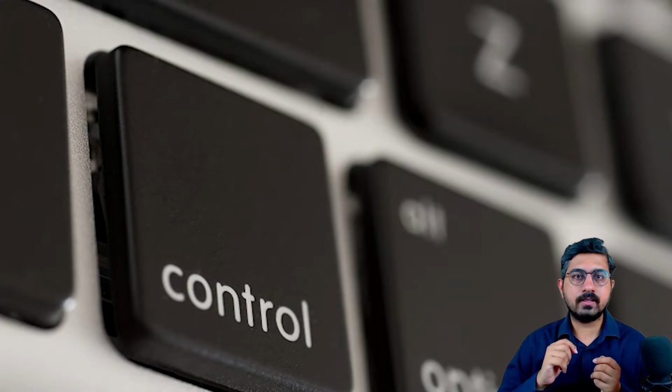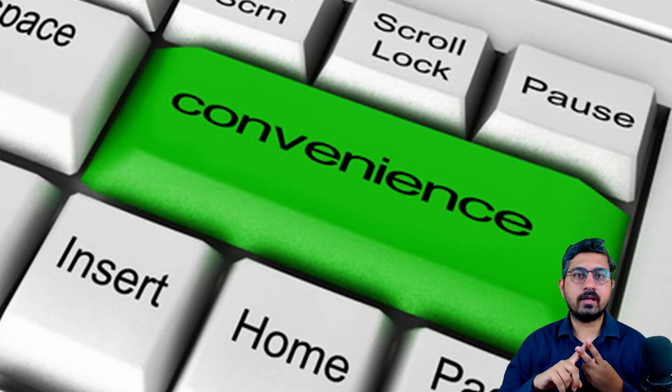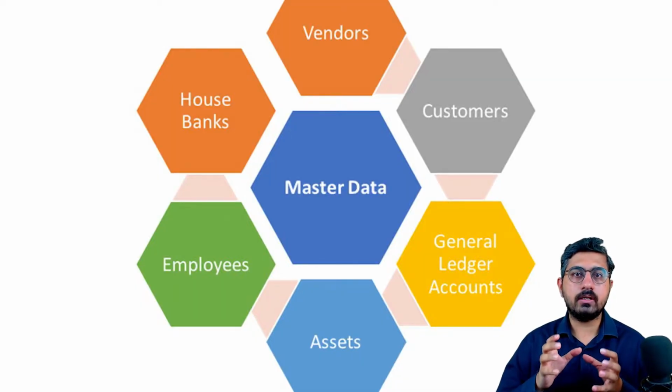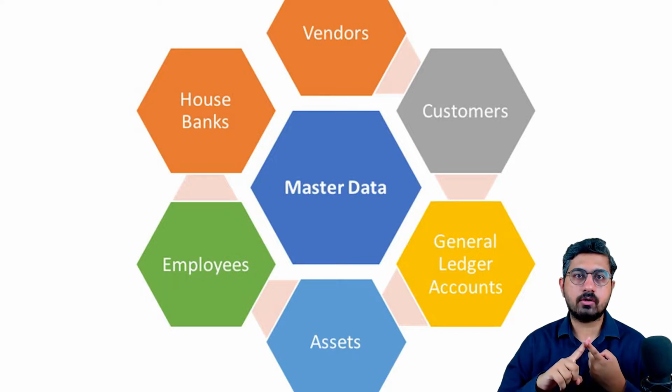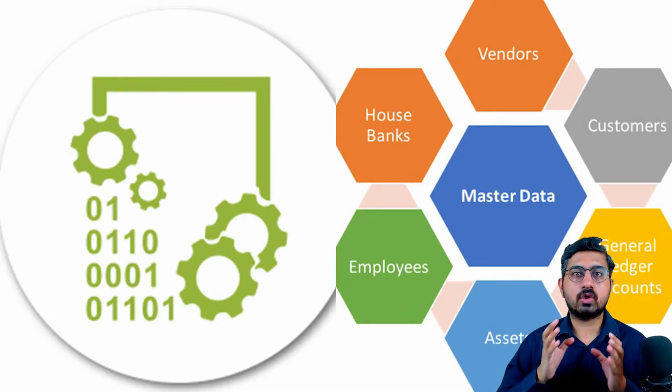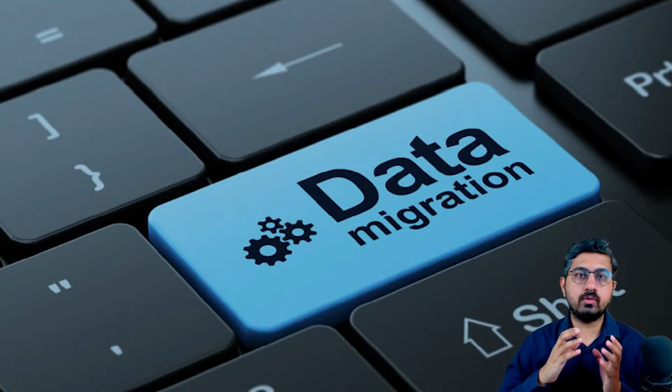So for all these reasons, that is control, data entry convenience, and consistency, these masters are typically maintained in the ERP systems. So vendor master or the supplier master, customer master, banks master, employee master, these are all the examples of the master data. And since the business is already running even before this ERP is coming into picture, there would be a lot of master data that would have been already created in that business, which also needs to be migrated to the new system. That is master data migration.